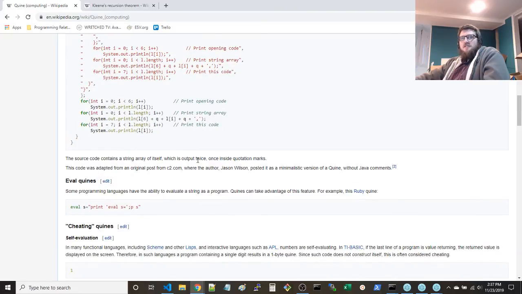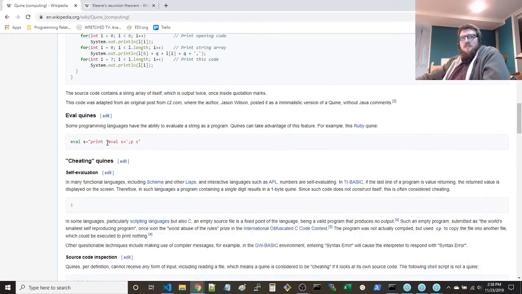So you more or less need a string array of itself, which you print twice. Once inside of quotation marks. The code was adapted from an original from c2.com. Eval quines. Some programming languages have the ability to evaluate a string as a program. Quines can take advantage of this feature. For example, this Ruby quine: eval s=%q{puts "eval s=%q{#{s}}"}. So this will actually print itself.